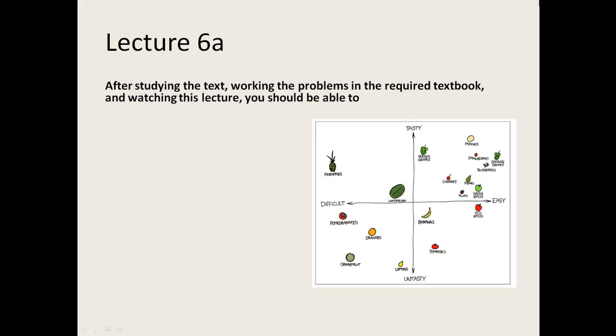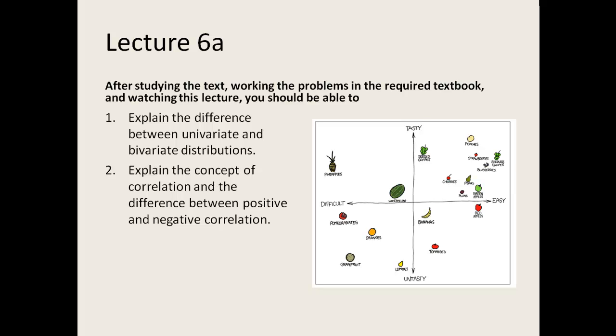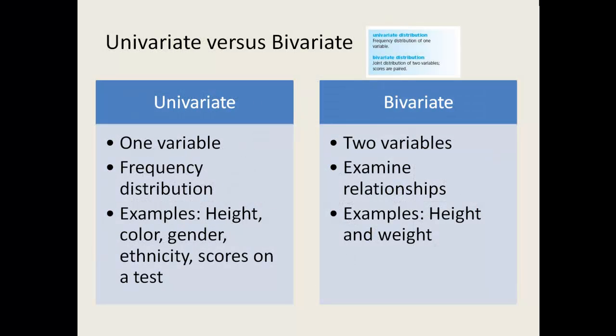In this lecture, we will explain the difference between univariate and bivariate distributions, explain the concept of correlation and the difference between positive and negative correlation, and draw scatter plots. Up until now, we've been working with univariate distributions. In this chapter, we start examining the relationship between two variables in what we call a bivariate distribution. Whereas before we described variables like height and weight as two separate variables, now we'll get paired data and show how the variables are related to each other.